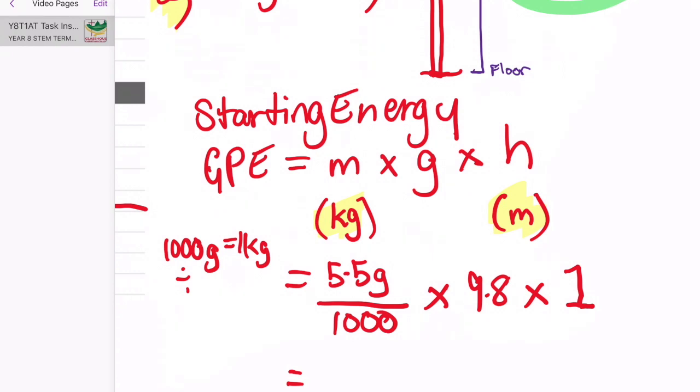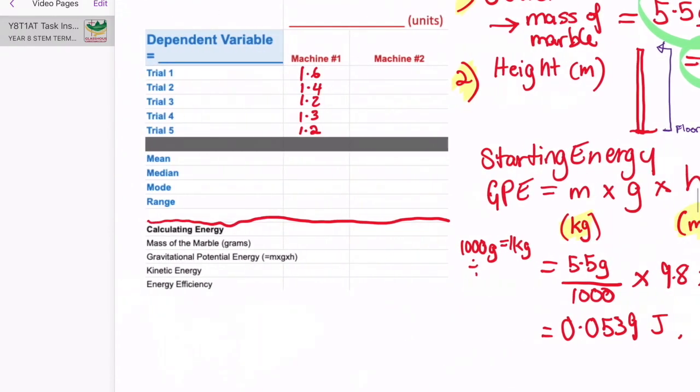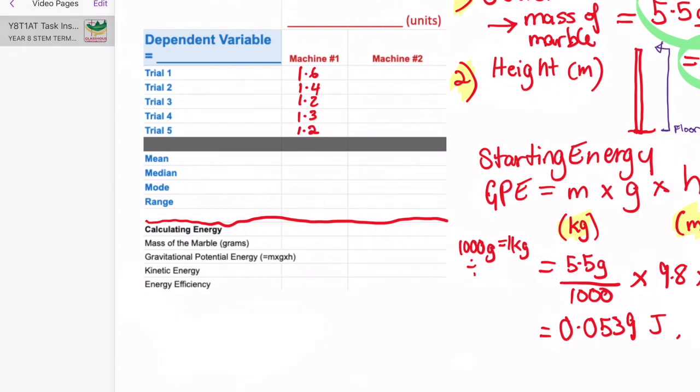Okay, so when you put that in on the calculator, that comes to 0.0539, and that's in joules of energy. So that is your starting energy. You can record that, and when you get to your spreadsheet, it's actually going to be written in here, 0.0539, just like that on your spreadsheet. The next video is going to go over how you then find your mean, mode, and median.